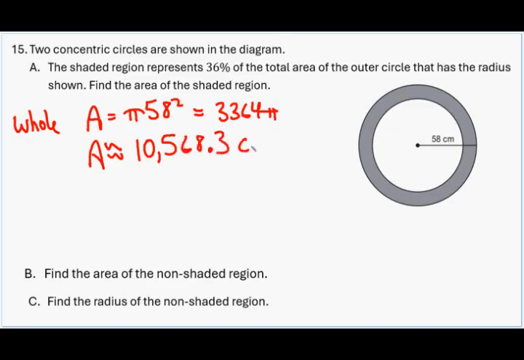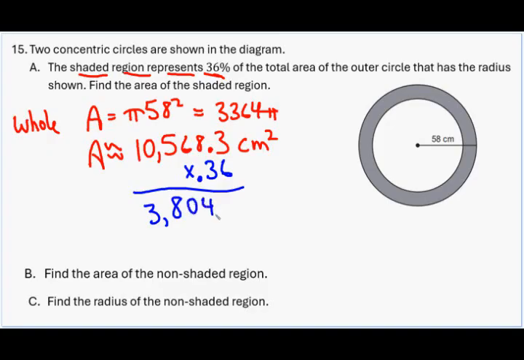10,568.3 centimeters squared. So that's the area of the whole thing, and it said the shaded region represents 36% of that. So we want 36% of this, so we're just going to multiply that by 0.36. And that turns out to be 3,804.59 centimeters squared. All right, that was a little different than what we've seen in class, but it wasn't too bad.